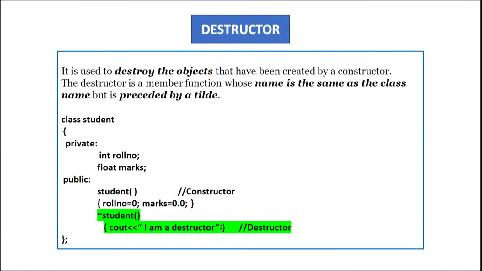Destructor. Destructor is again a special member function of a class which is used to destroy the objects that have been created by a constructor. The destructor is a member function whose name is the same as that of the class and it is preceded by a tilde sign. Let us understand it with the help of an example. We are taking the example of class student again with data members roll number and marks. Now, in the public section we are declaring a constructor student and we are assigning default values 0 to roll number and 0.0 to marks.